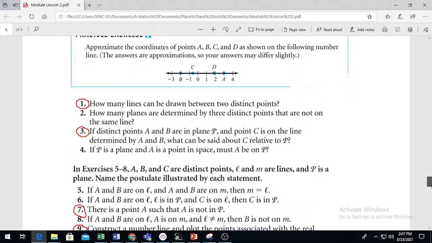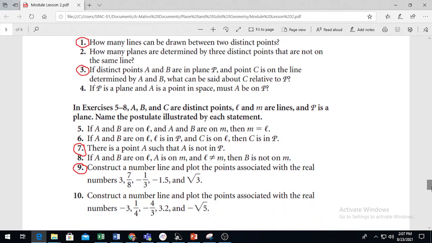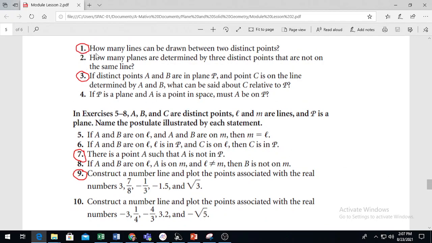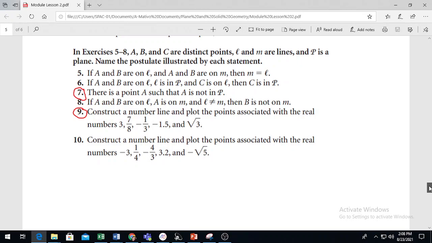Again, you need to answer these items encircled with the red ink. How many lines can be drawn between two distinct points? You also provide me with the postulate. Number 3: if distinct points A and B are in plane P and point C is on the line determined by A and B, what can be said about C relative to P? This question can be answered with a postulate in mind. So take note.